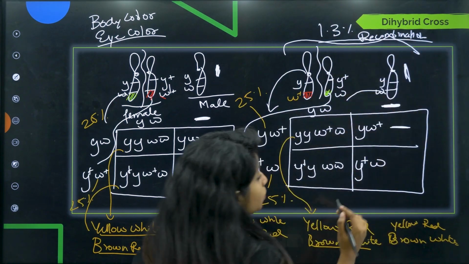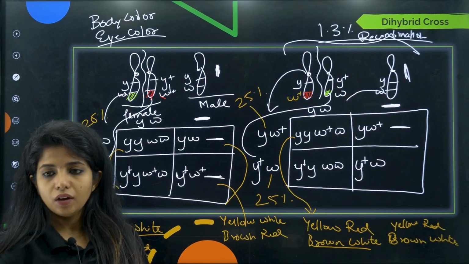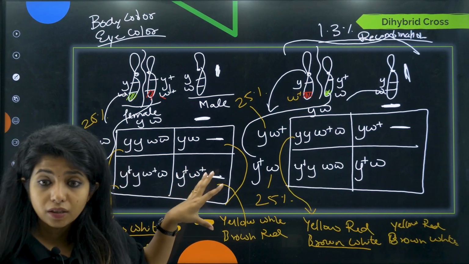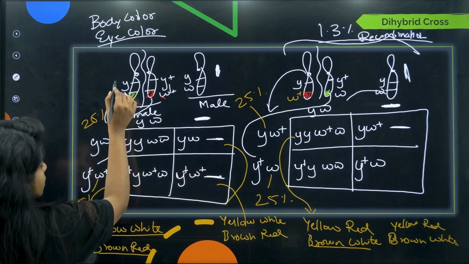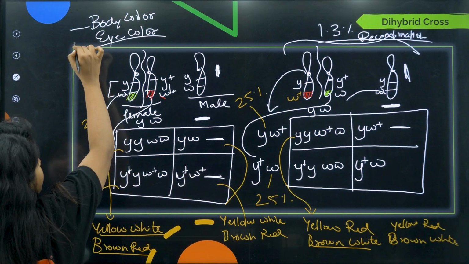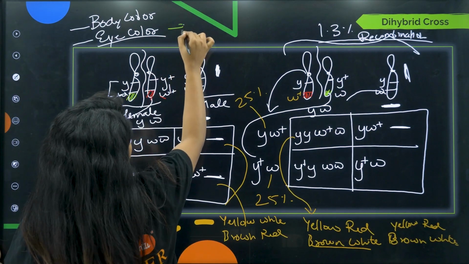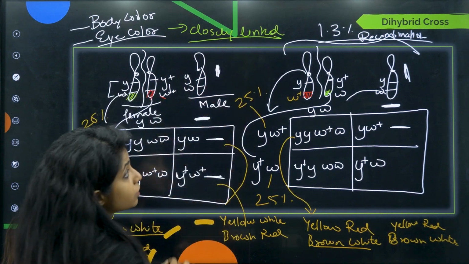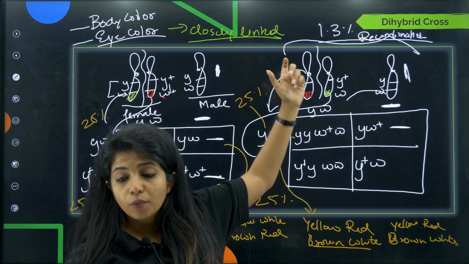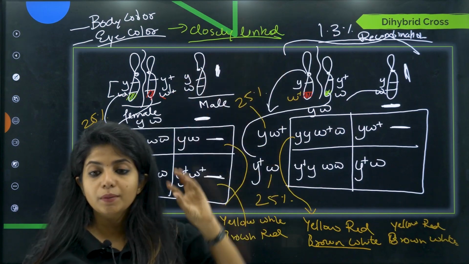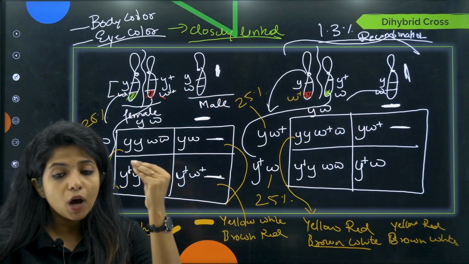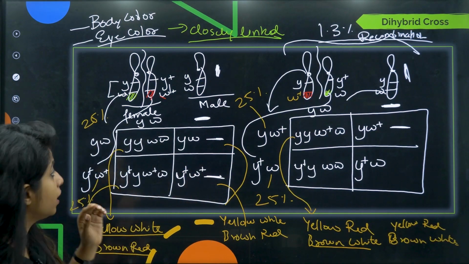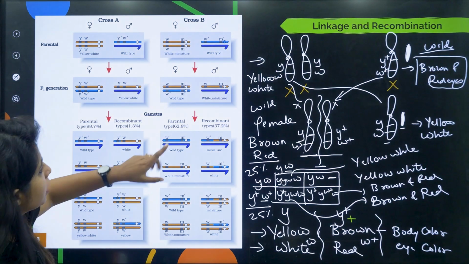So what can you conclude with this? The rest 98% is basically showing the parental combination. That means probably these genes that you see over here, that is for body color and eye color, would have been closely linked, which is why they were not showing this much amount of recombination. They just showed 1.3% of recombination. But now if I add one more character, that is the wing size, the situation would kind of get different.